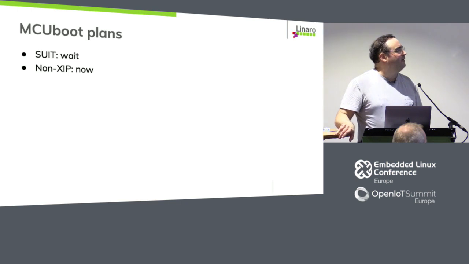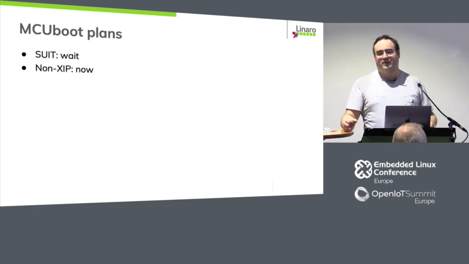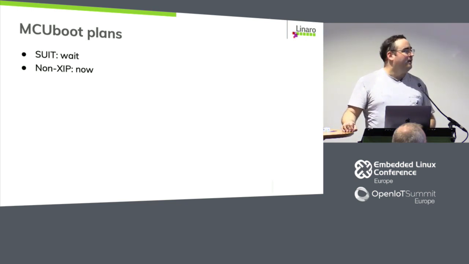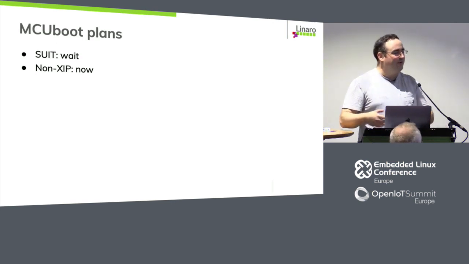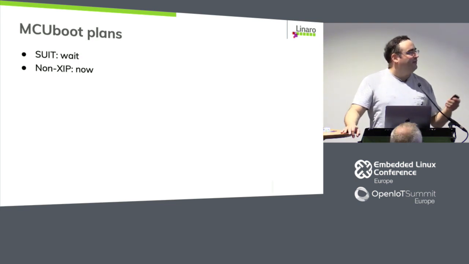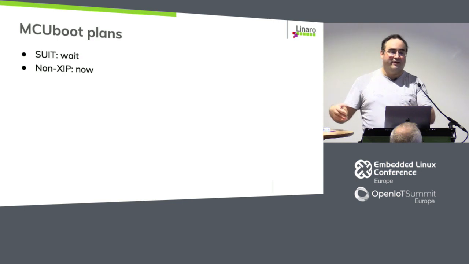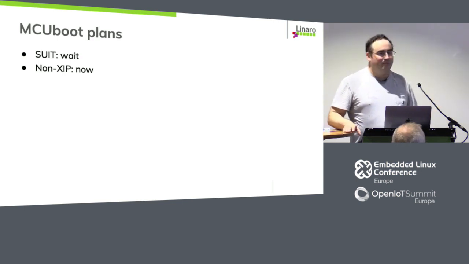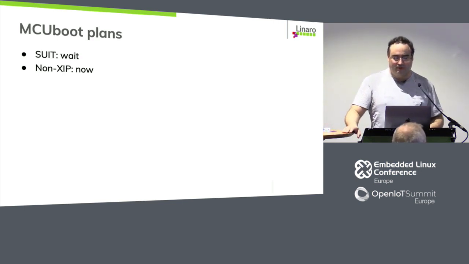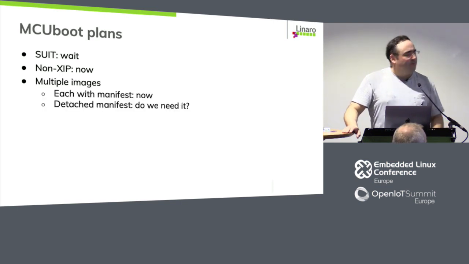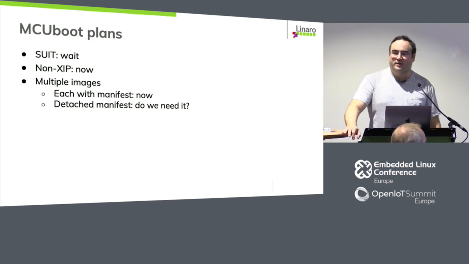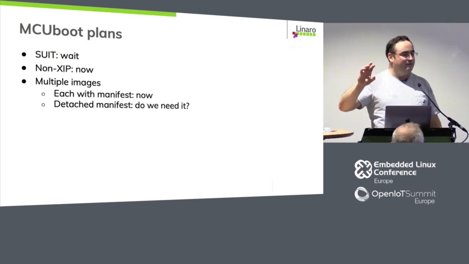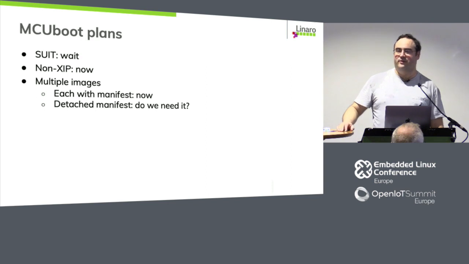For non-execute in place, the goal was it's not really that important. That may still be the goal. It kind of depends on what hardware becomes available, but this may have to get done, just because the main board I have is non-execute in place that supports this dual image. As far as multiple images, the split manifest, where there's a manifest on each of the upgrade images, that's what we want to do.